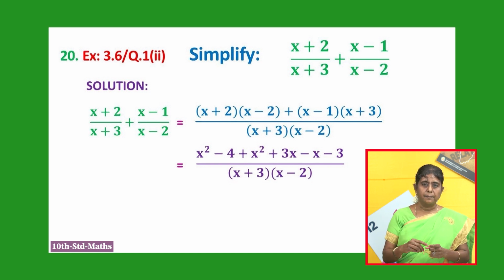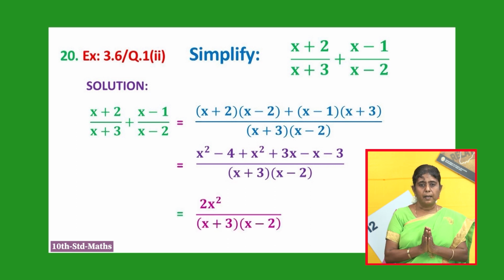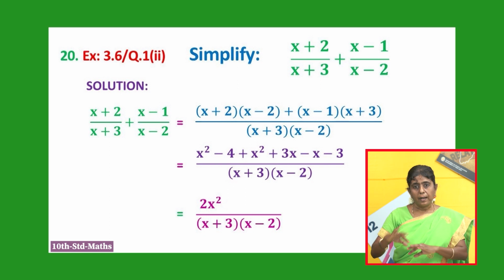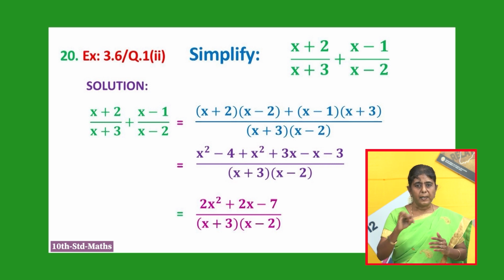Now what can be done? In the numerator again we have to do the simplification. Corresponding terms should be added. For x squared, its corresponding term is another x squared term only. So we have x squared and another x squared, so it should be 2x squared. Then we have to add the x terms, which are the other corresponding terms: 3x and minus x, that is 2x. Then x squared terms and x terms are over, and the only remaining ones are the numbers that we call constant terms. Those two constant terms should be added or subtracted according to the symbol. Minus 4, minus 3, so we have to add them: minus 4 minus 3 is minus 7.